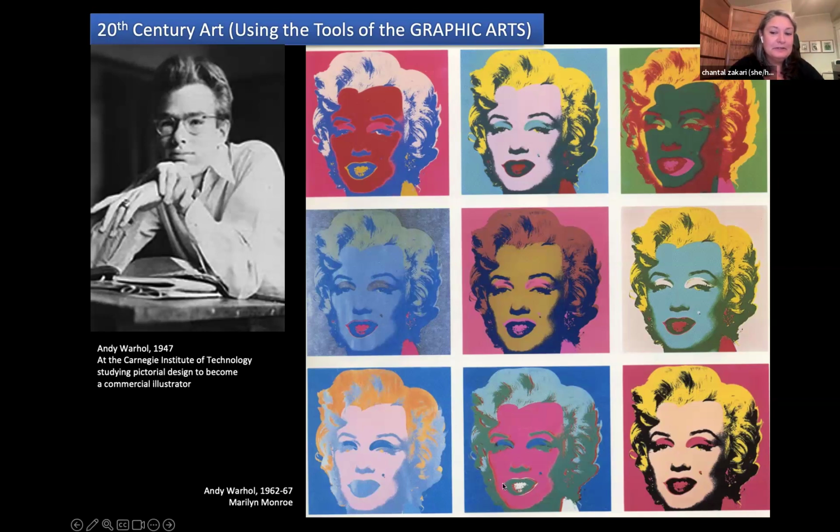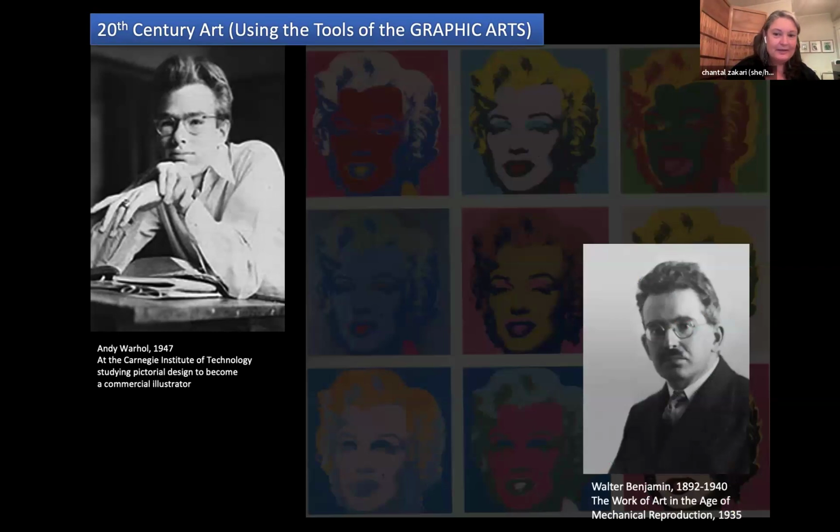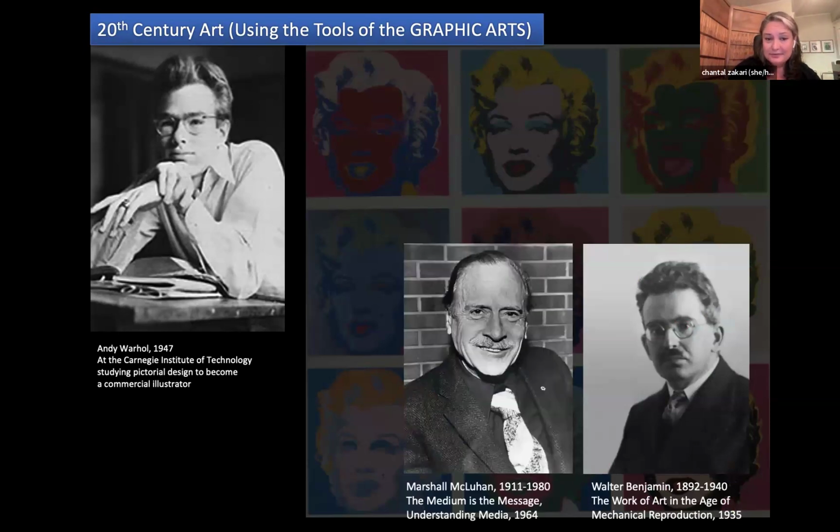Here, the picture of Marilyn Monroe multiplied 9 times to emphasize image reproduction in the media and was printed through mechanical reproduction. And so with that, I'm referring to Walter Benjamin's seminal essay, The Work of Art in the Age of Mechanical Reproduction, right? But also in our graphic arts courses, you often encounter Marshall McLuhan, who wrote extensively about media.